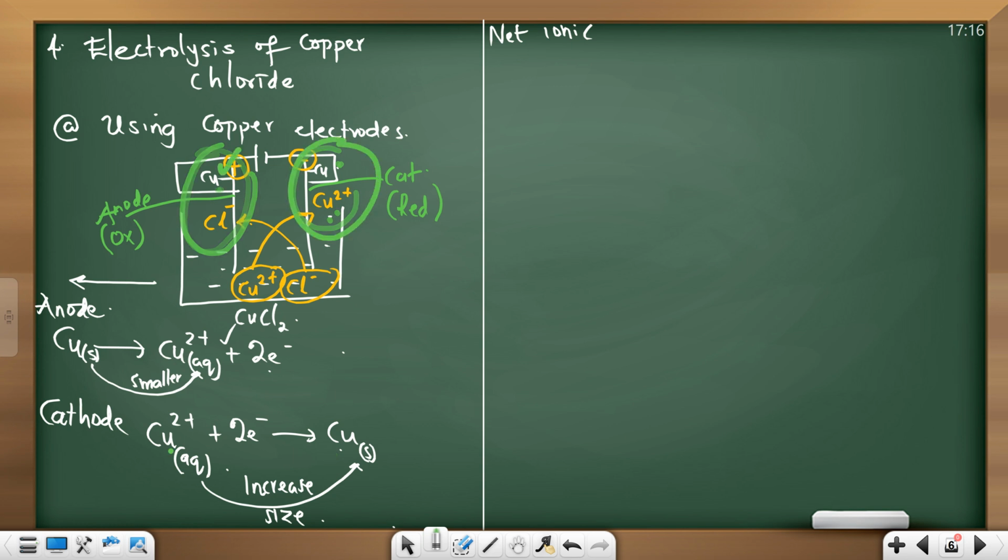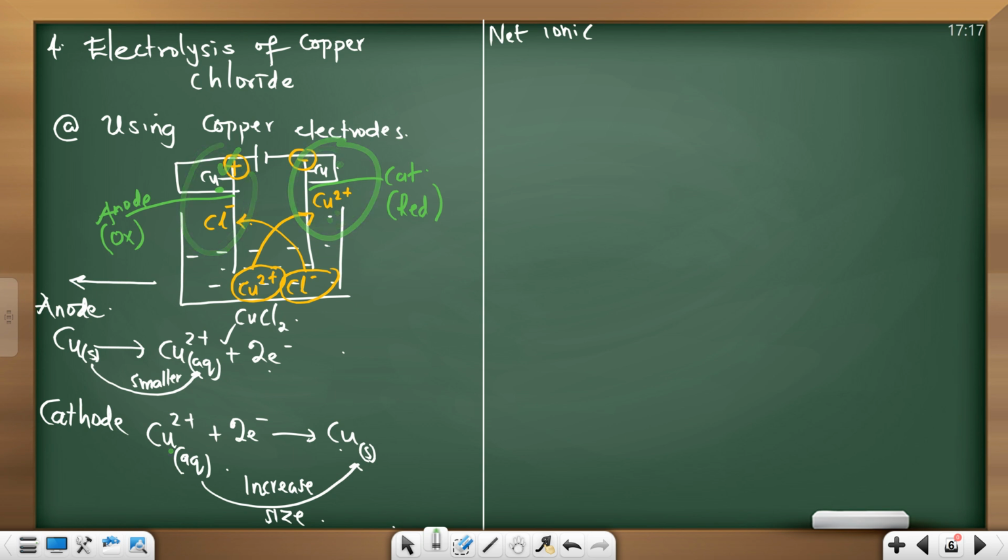So therefore, here, you need to write it down. You cannot reduce a solid. That's a very, very important information. You can never reduce a solid.